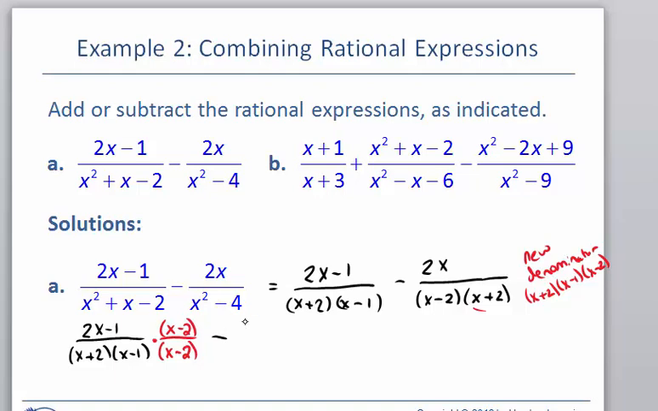All right, so the second fraction, we have 2x over (x minus 2) times (x plus 2). And again, we'll compare it to the new denominator and look for what's missing. So when I compare it, I have the x minus 2, I have the x plus 2, but I don't have the x minus 1. So I'm going to multiply it on top and bottom. All right, so now we're going to do some simplifying here.